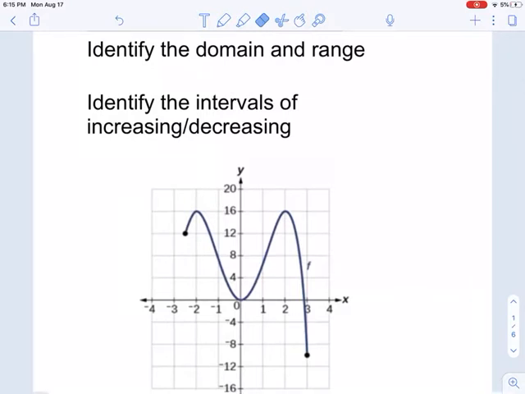What I'd like you to do is take this graph down here. I want you to do two things. I want you to identify the domain and range. And I would like you to identify the intervals of increasing and decreasing. Please take note that these answers will both be in interval notation. Okay, so I'll give you a couple moments to work on that.